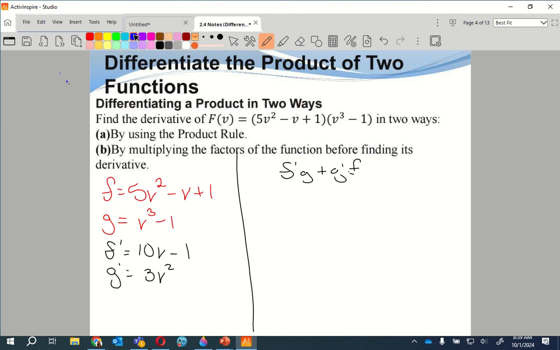Okay. F prime is going to be 10v minus 1 times g, which is v cubed minus 1, plus g prime, 3v squared, times f, which is 5v squared minus v plus 1.